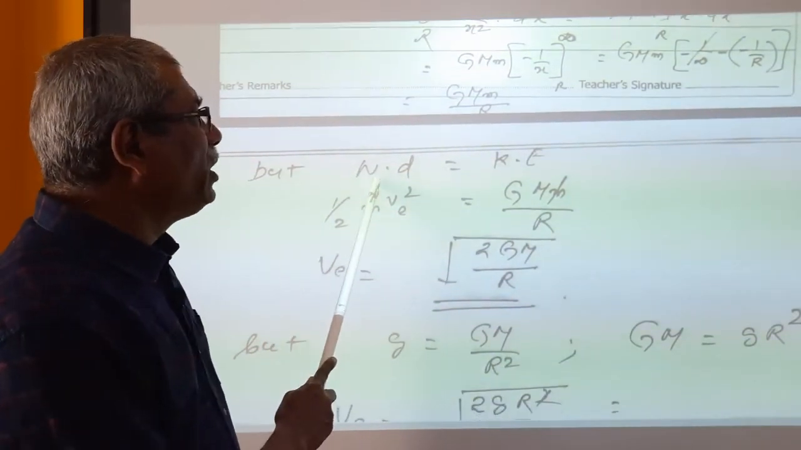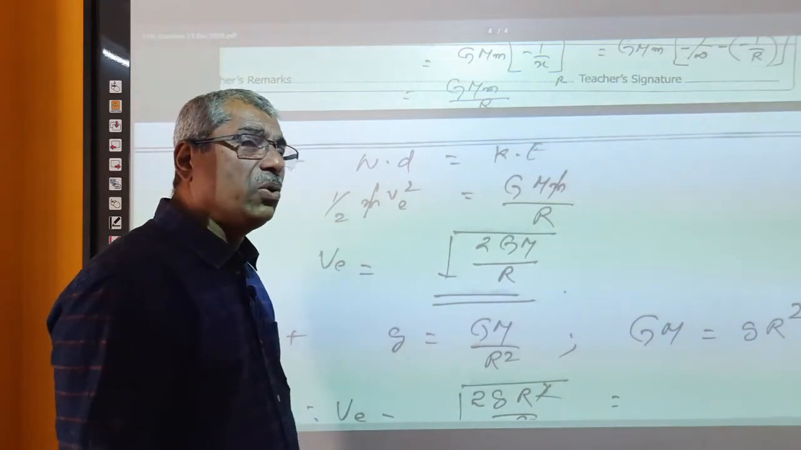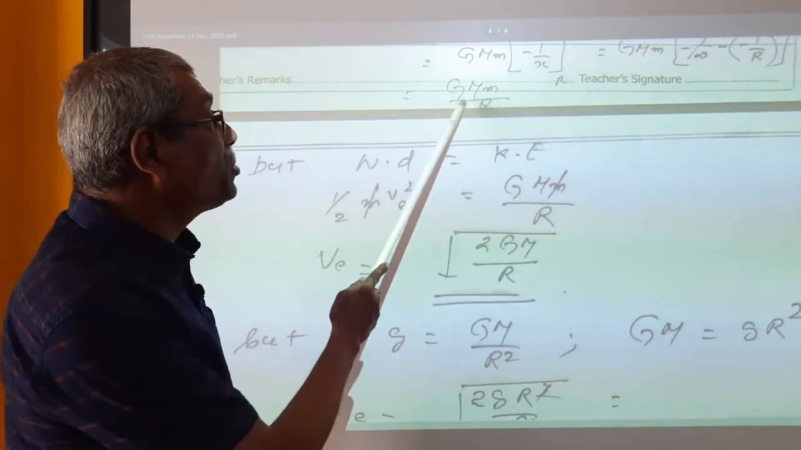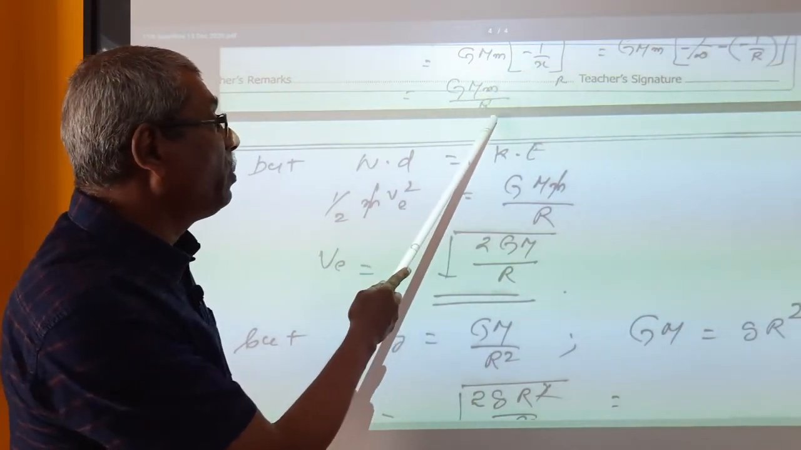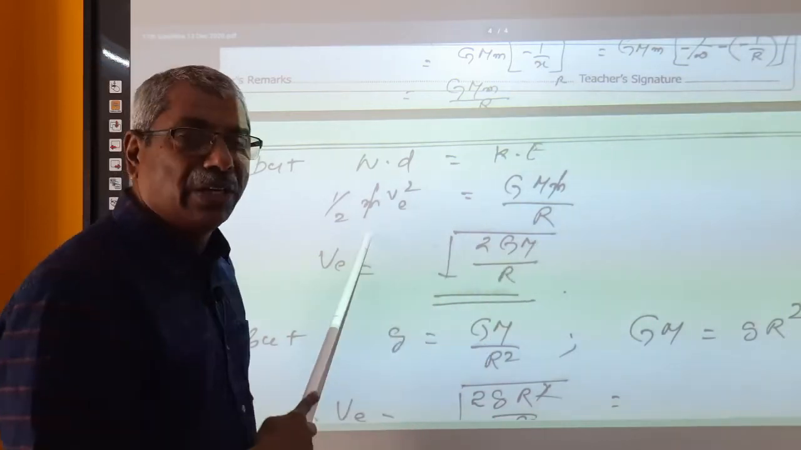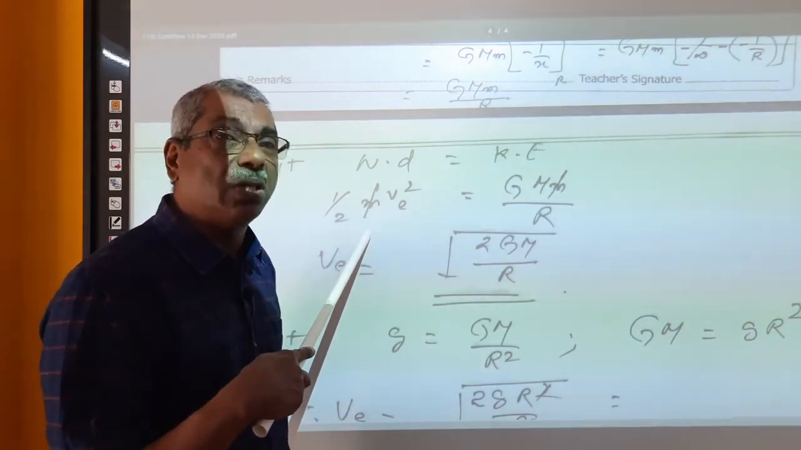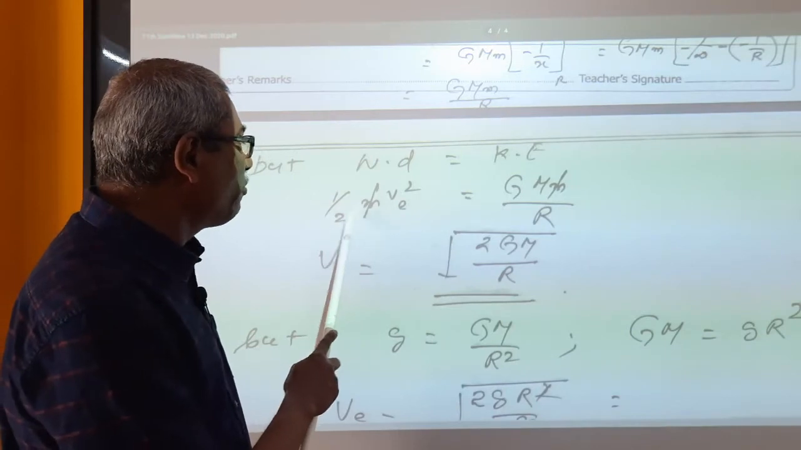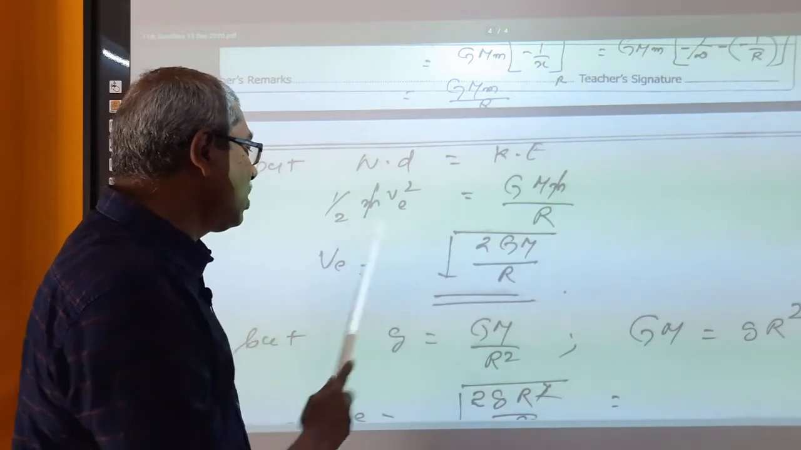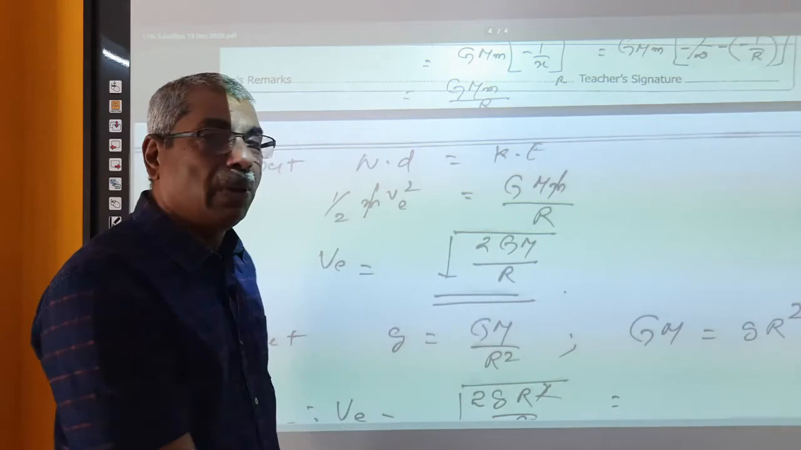Now, work done on any body is equal to its kinetic energy. Which theorem? You call it the work energy theorem. Work done is G M m divided by r, and that is equal to the kinetic energy. Kinetic energy means with what velocity is the body projected? With escape velocity. At escape velocity, half m v square is equal to G M m divided by r. M and m cancel, and v is equal to root of 2 G M divided by r.